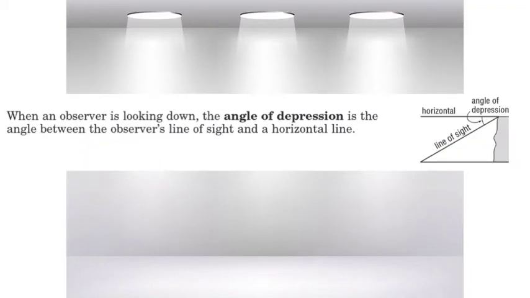Okay? A little bit differently, when somebody's looking down, that's an angle of depression. An easy way to remember that, depression, literally all depression means is down. So if you have a horizontal line, that horizontal line is going to come in handy here a little bit when we do some practice problems.